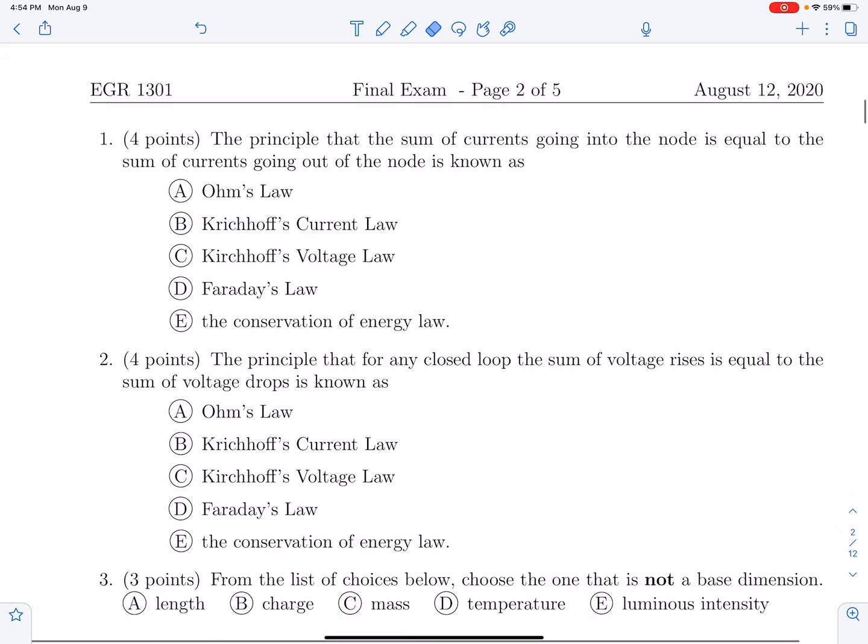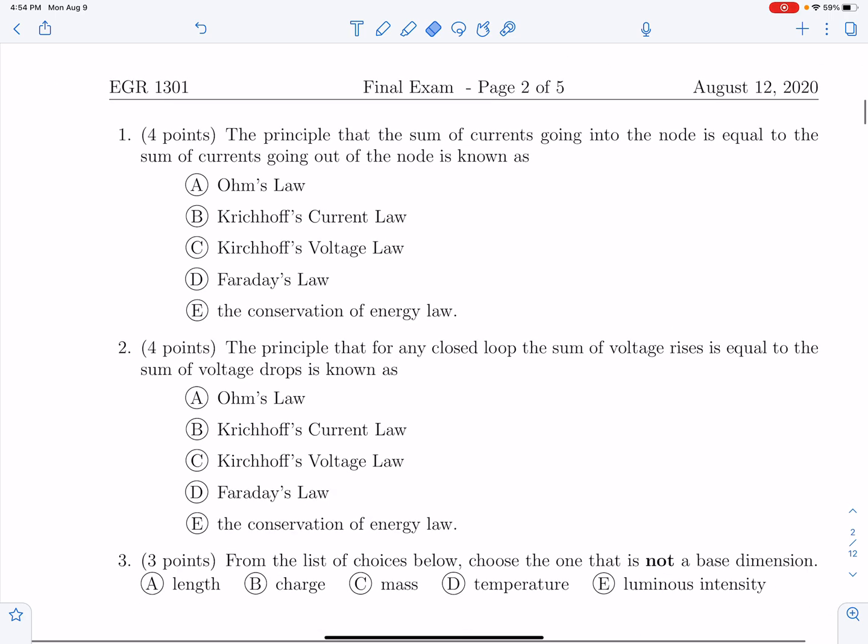Here are the solutions for the multiple choice parts for the EGR 1301 Summer 2020 final exam. Okay, so the first few here were multiple choice, and some of these were easier, some of these were a little tricky, so let's go through it.